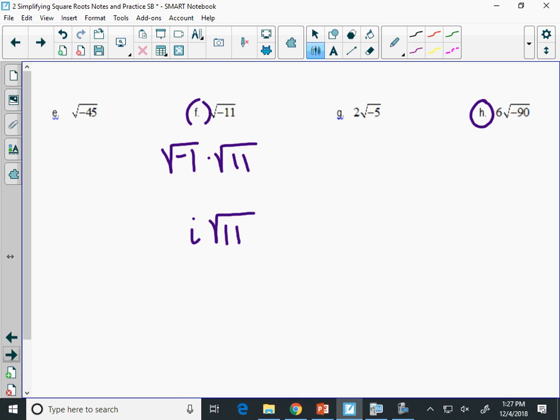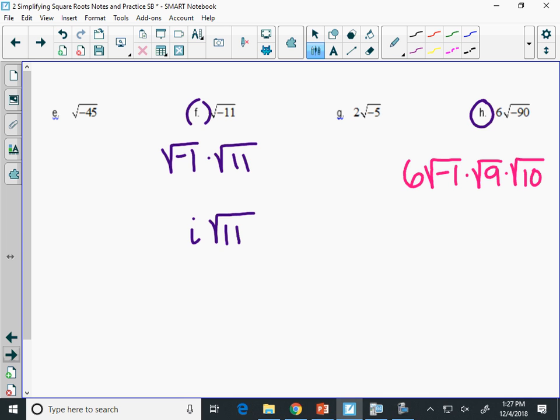Alright, what about H? I have a coefficient this time. So I start with a 6. The 6 just hangs out. I have a negative, so the negative means that I have to pull out the square root of negative 1. That's one of the factors. And what's the biggest perfect square that goes into 90? 9. 9 times what? 10. So I'll have square root of 9 times the square root of 10.